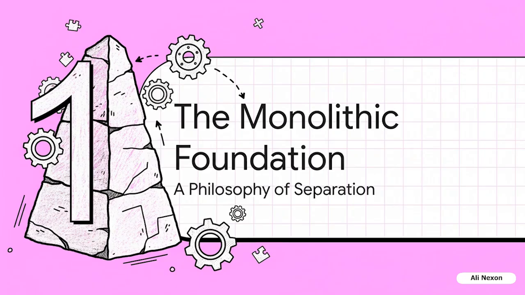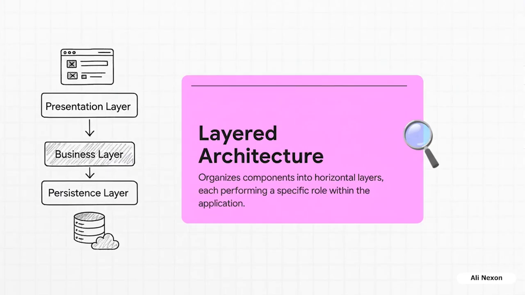So our first stop is the classic, the one where so many systems begin, the monolith. But, hey, don't just picture some giant messy blob of code. The real philosophy here is all about creating a clear separation of concerns, but doing it inside a single unified application. And the most common way to get that separation is with what's called a layered architecture.